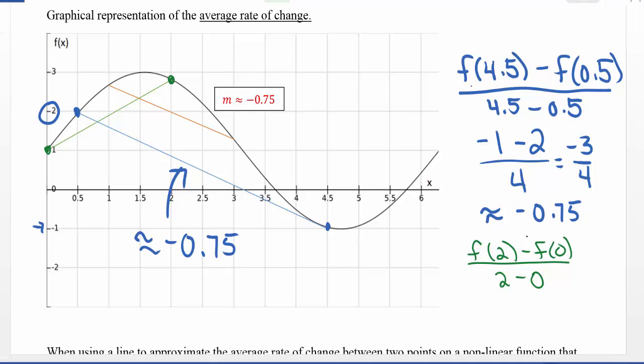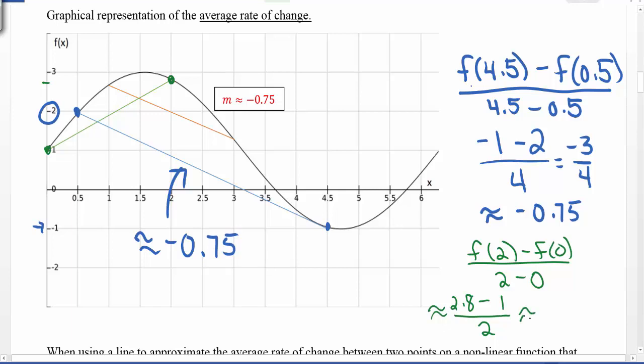So f of 2 is another approximation. I go to 2 and I go up to where it hits the function, and I need to approximate the corresponding y value. For me, I'm going to say that this is approximately 2.8 is my best guess. Hopefully, your approximation is something similar. My f of 0, if I look at where 0 hits, is really close to 1. So my y value there is 1, divided by 2 minus 0, which is 2.